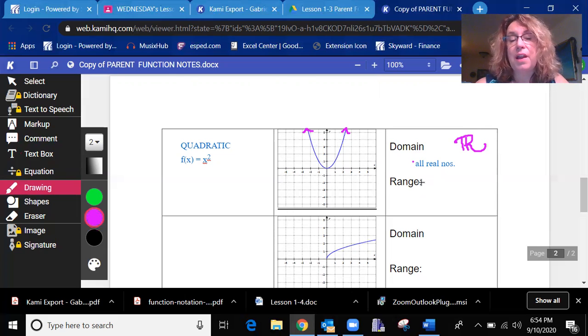Now to do the range, I'm going to look down to up. How far down does it go? Well, it doesn't go down forever. So since it doesn't say down forever, I'm going to change the question to where does it start? So I'm going to look along the y-axis, which is where I count the range. And I'm going to start down, and when I get here, that's where it starts. So it starts here, and that is 0. And then it goes forever.